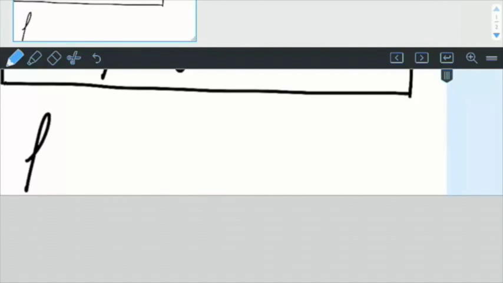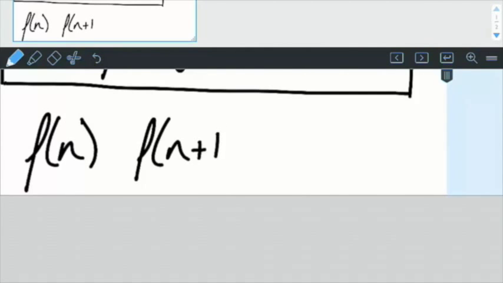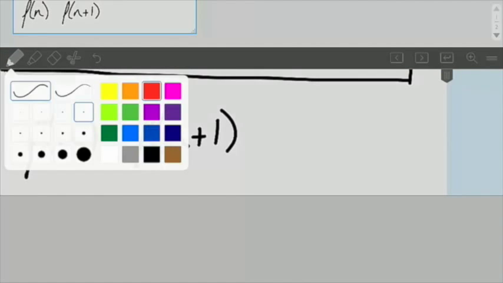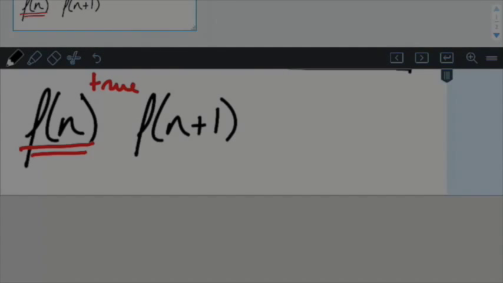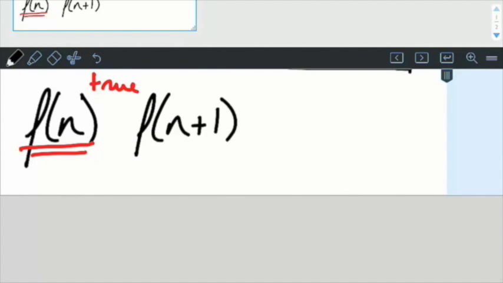Assuming that what we are trying to prove is some sort of function, we first assume that f of n is true. This is the key, the linchpin, if you will, that holds this whole proof together. If we assume that f of n is true for whatever we are trying to prove, then we can use it to prove that f of n plus 1 is true, and then we can prove anything that we want.